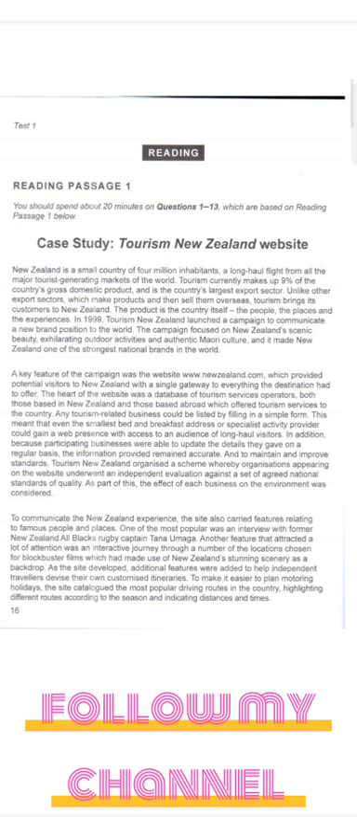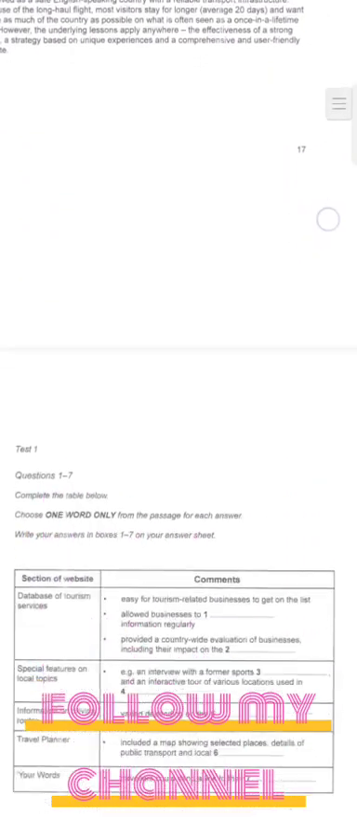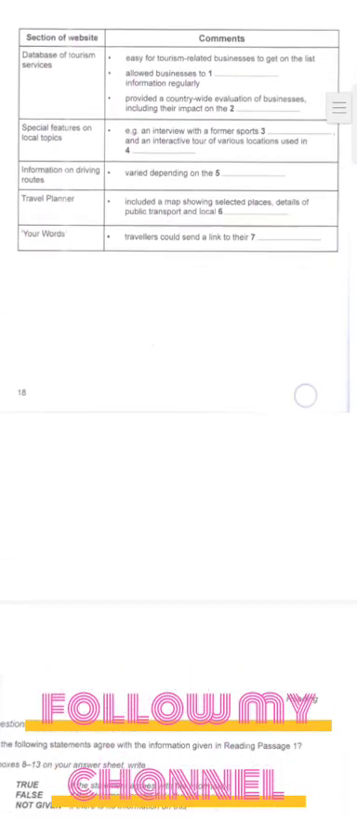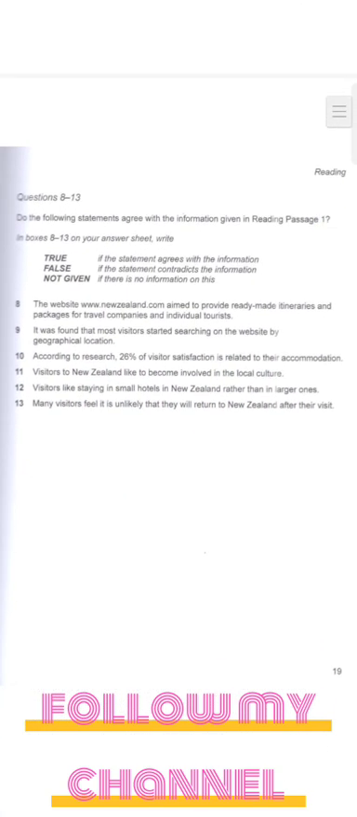Okay, so first of all, we need to read about the question which we are going to do. I'm going to give you information about one of the true false not given, how to find out the answer. So this is the question that we have. So we are going to do question number 10. Okay, let's read the question first.